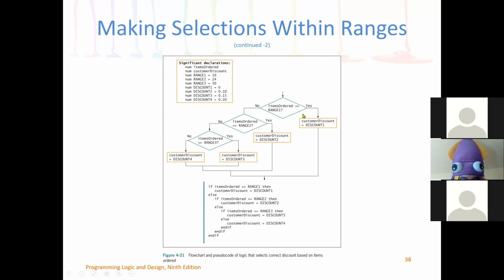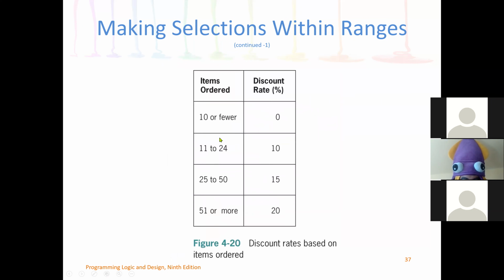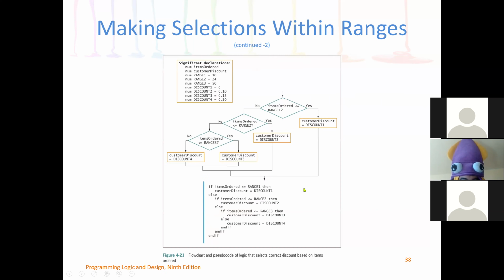If the orders is less than or equal to range 1, let's say range 1 will be the first range, from 10 or fewer, 1. 11 to 24 will be 2, then 3, 4. So that's what we're doing here, and also we are writing it here. So we said that if the first condition is okay, we do the first discount. Second condition is true, we do second. Third condition true, we do third. Otherwise, we do the last one. So the same thing as writing here.